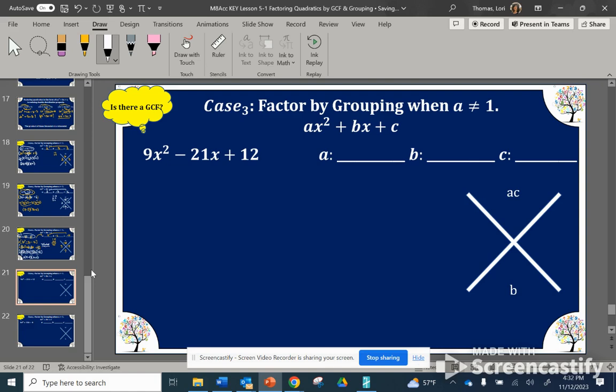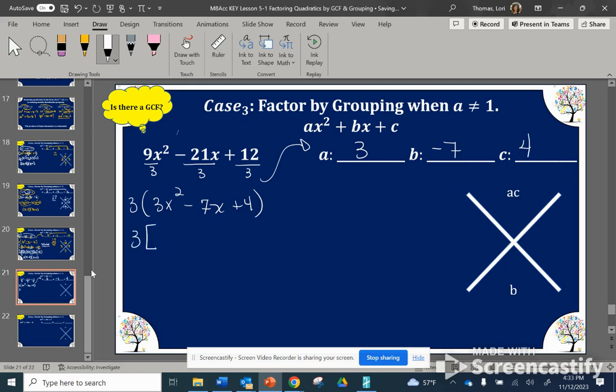Okay, let's try one more. Again, let's ask, is there a GCF? Yes, each of these have a factor of 3. So we're going to factor out 3. We're left with 3x squared minus 7x plus 4. Our new A value is 3. Our B value is now negative 7. And 4 is the C value. We are trying to decide how to split this middle term, so we will have 4 terms.